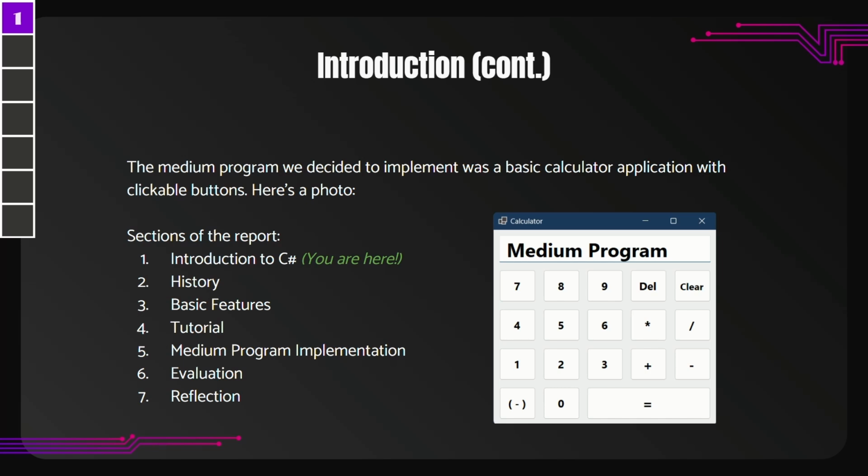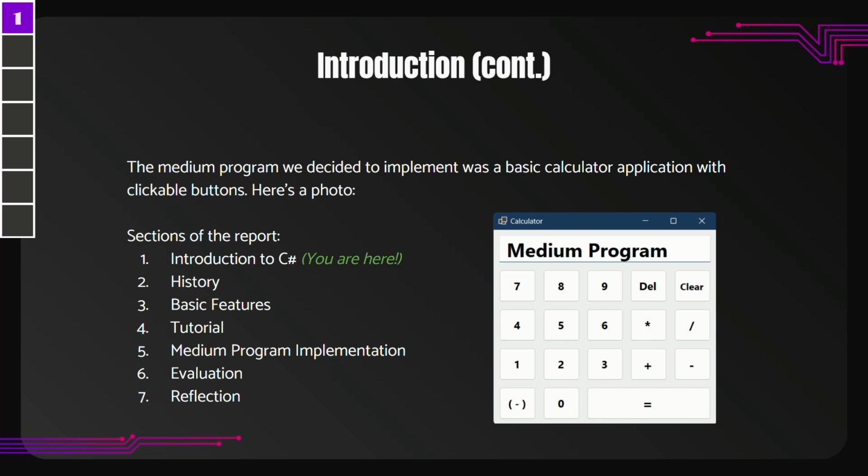The medium program that we wanted to implement from the beginning was a calculator with an interactive UI. This application lets you enter the numbers with your keyboard, but you can also click on the numbers on the screen. We'll delve deeper into that during the medium program implementation section further on.